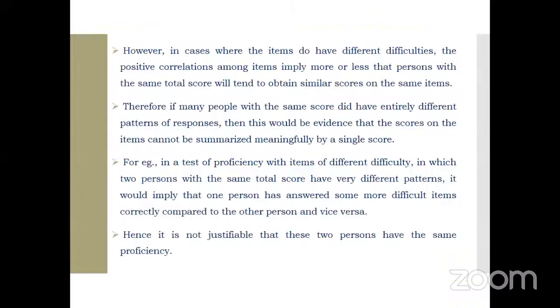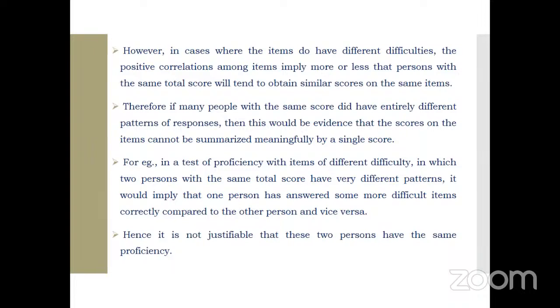Right. So what happens here is that in cases where items do have different difficulties, positive correlations among items imply more or less that persons with the same total score will tend to obtain similar scores on the same items. Okay. For example, in a test of proficiency with items of different difficulty, if 2 persons with the same total score have very different patterns, it would imply that one person has answered some more difficult items correctly compared to the other person, and vice versa. Hence, it is not justifiable that these 2 persons have the same proficiency.